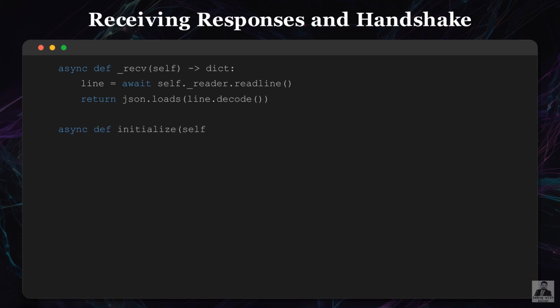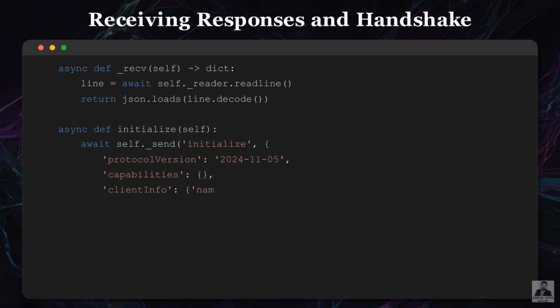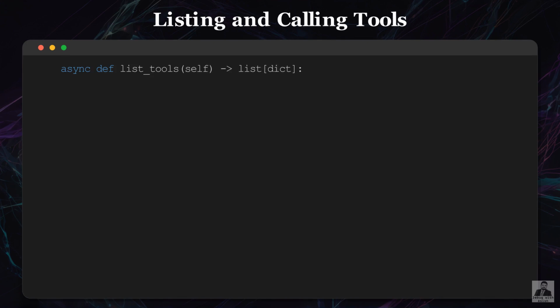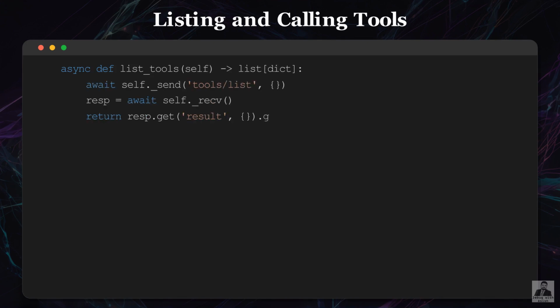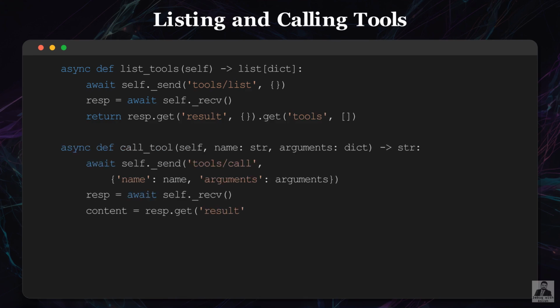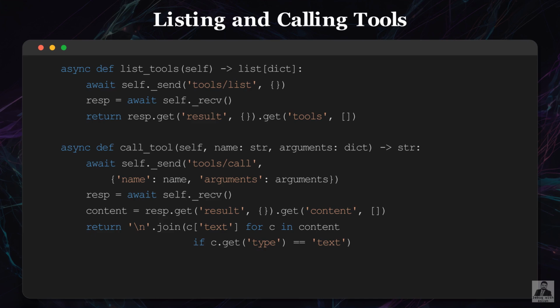The initialize method sends the initialize request with the protocol version and client info, reads the server's capability response, sends the initialized notification to complete the handshake, and immediately calls list_tools to populate the tools list. After initialize returns, the client is fully ready to use. list_tools sends the tools/list method and extracts the tools array from the result. call_tool sends the tools/call method with the tool name and arguments dictionary, then extracts all text content items from the response and joins them into a single string. This gives us a clean string result we can pass directly to a language model or print to the terminal.